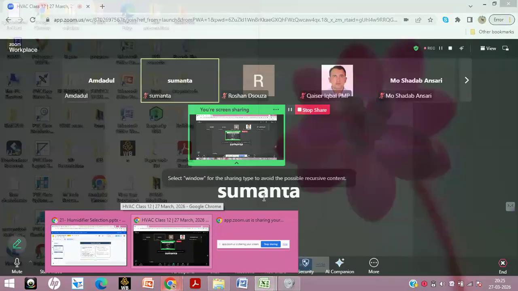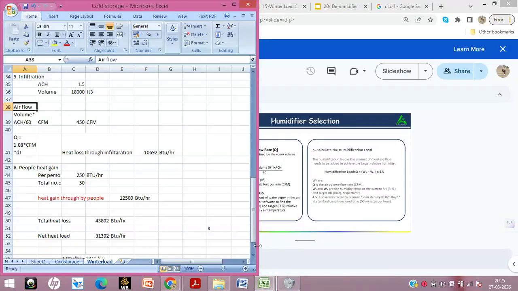My second point is, when we are calculating the heat gain by people, is it sensible or latent heat? There are two types of heat, sensible heat and latent heat. For people, if you consider the chart, there are two heats by people, one is sensible, one is latent.